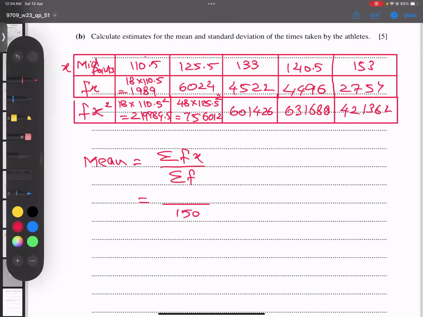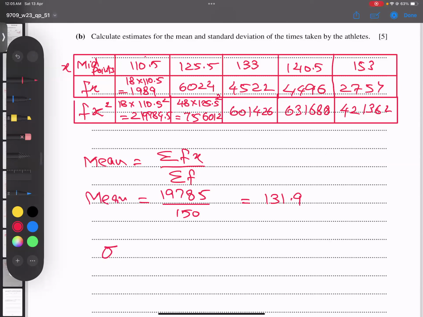Okay. And 18989 plus 6024 plus 4522 plus 4496 and plus 2754. It's giving us 19785, and divided by 50, the answer is coming 131.9. Mean is very, very clear.